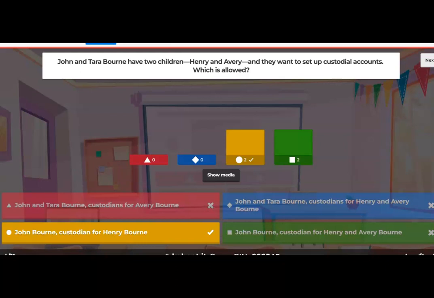John as custodian for both Henry and Avery is not good, because they must always be individual accounts. There are no joint custodial accounts. And John and Tara, custodians for Avery, can't do that either. You can't have more than one custodian. Only one custodian for one minor.